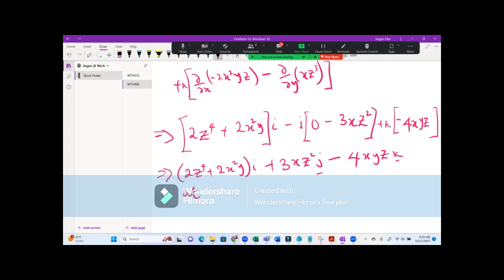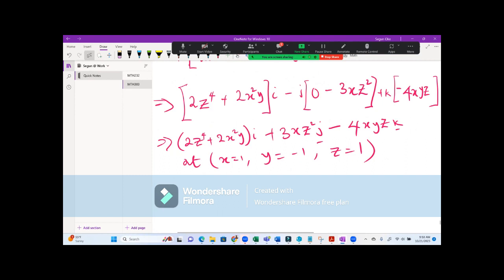At what point? At point x equals 1, y equals minus 1, z equals 1. So it's going to be what? 2 into 1 raised to power 4 plus 2 into 1 raised to power 2 and minus 1, of i, plus 3 into 1 squared of j, minus 4 into 1, minus 1 and 1, of k.